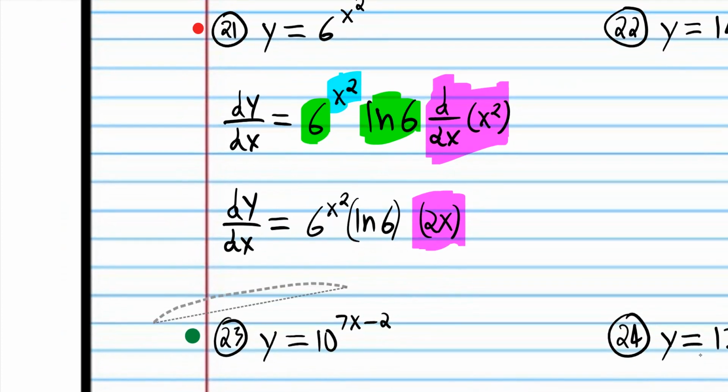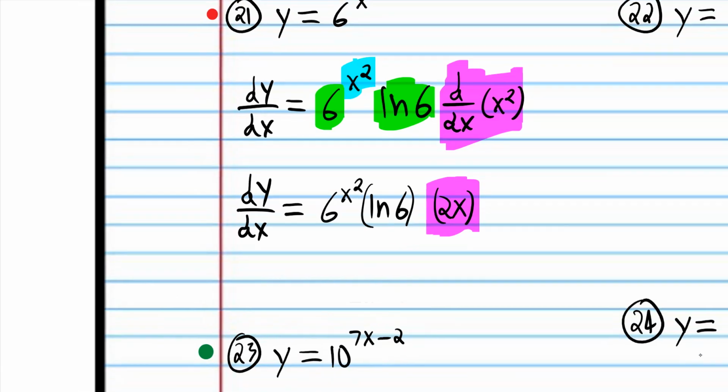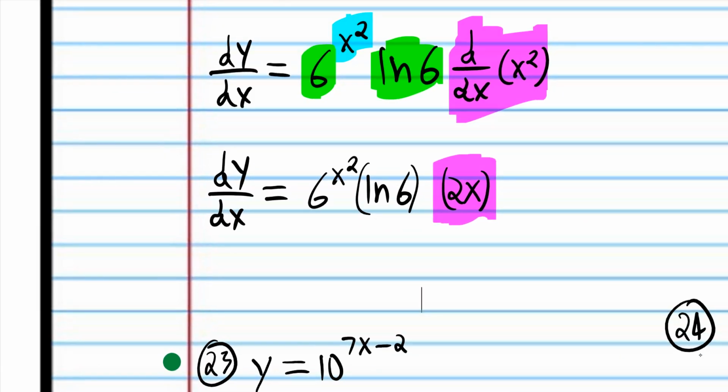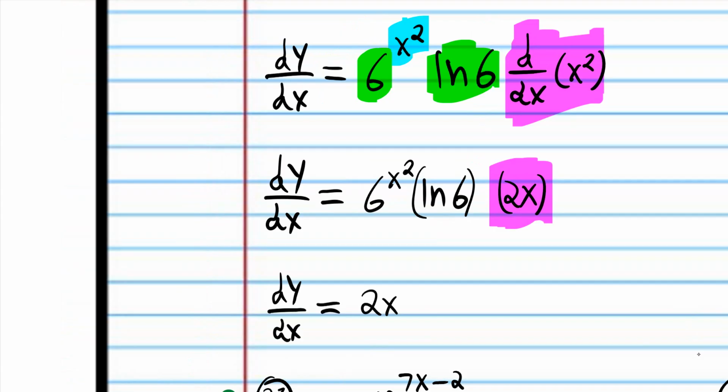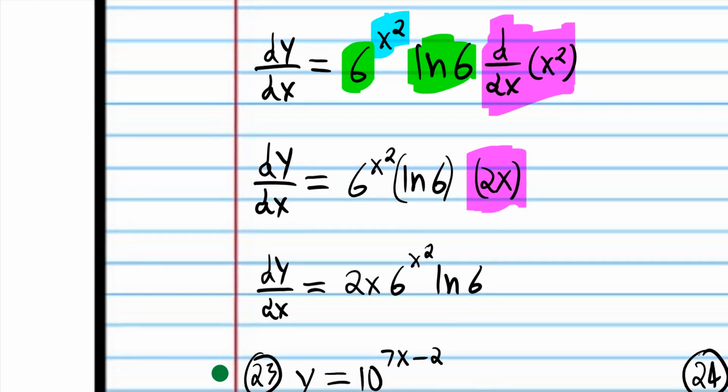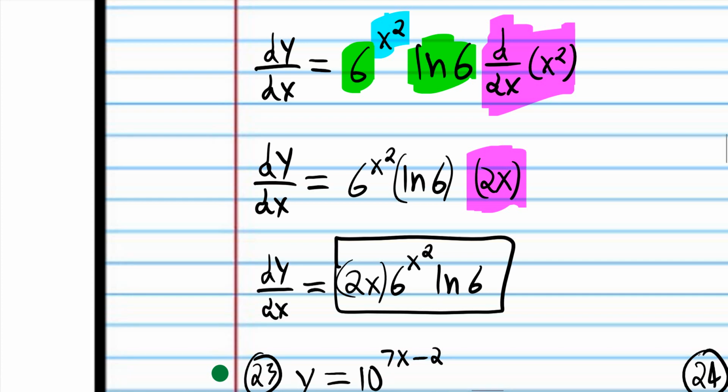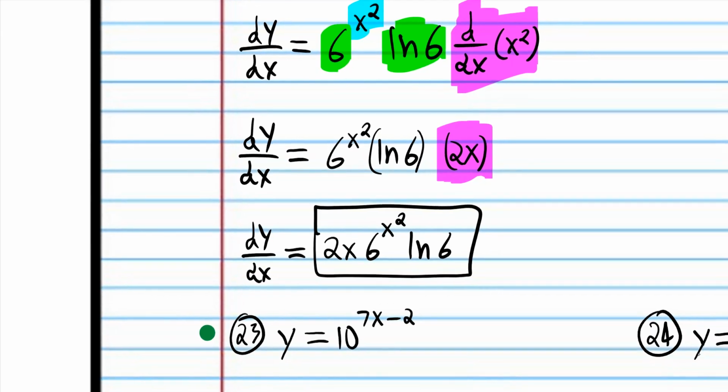And we should really move the 2x in front. 2x times 6 to the x squared times natural log 6. You can use parentheses if that's kind of a confusing expression for you. You can use parentheses around the 2x if you want, or you can write it around the expression there, but it's probably fine to leave it in that form.